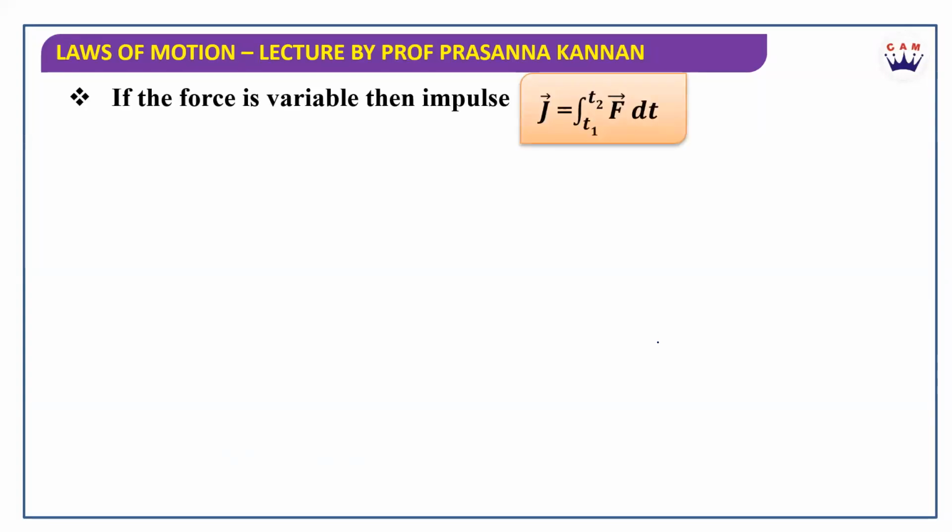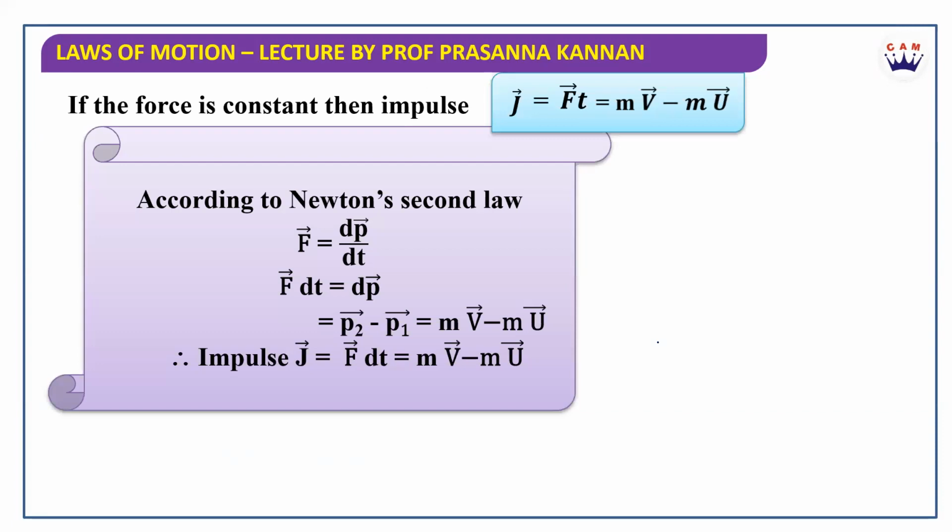If the force is constant, it is enough to write mv minus mu, F into dt is enough. But if your force is a variable force, what do you mean by variable force? What do you mean by constant force, guys? Which remains the same with time. If force is constant, what is constant? Yes, very good. Acceleration is constant. So whenever acceleration is constant, it is enough to write impulse as mv minus mu.